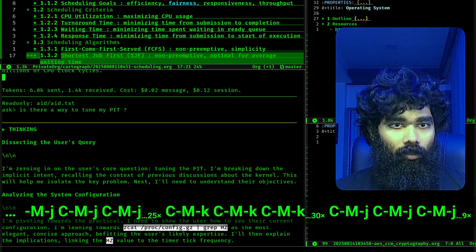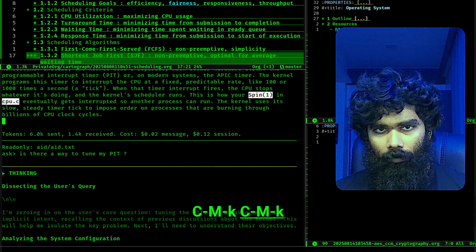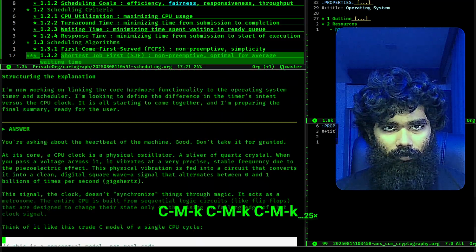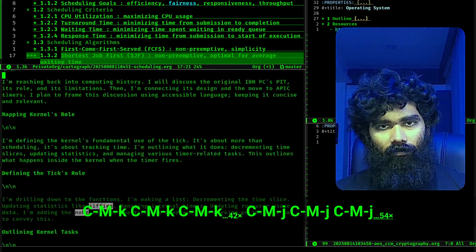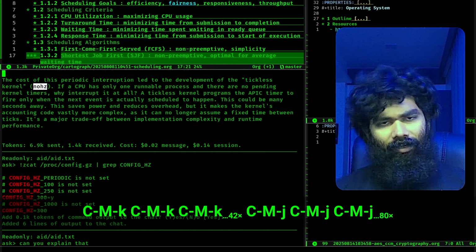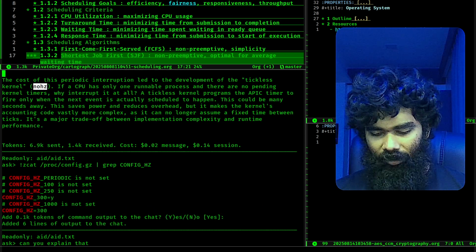So I asked, is there a way to tune my programmable interrupt timer? That's what I was getting into, and it said, you're getting ahead of yourself, you need to compile a kernel and stuff. I was like, why not have a dynamic kernel where I could tune it in real time? What would be needed for that?